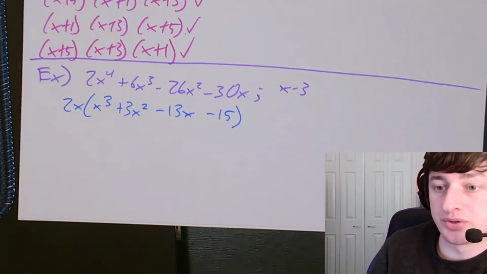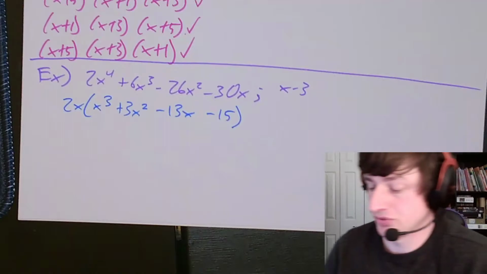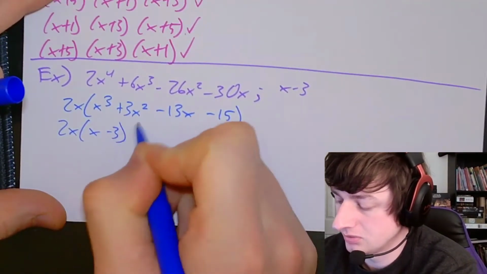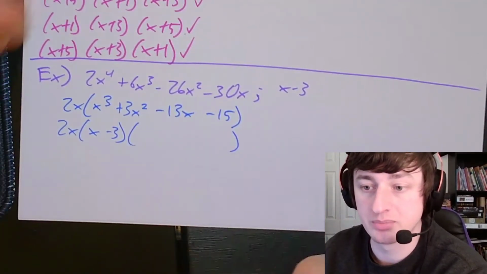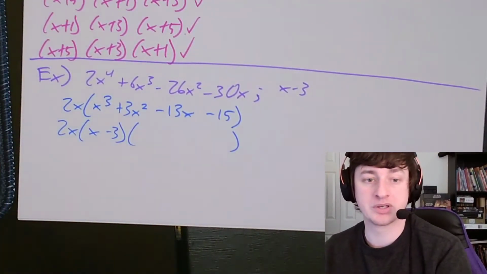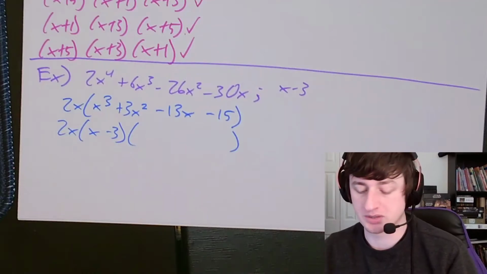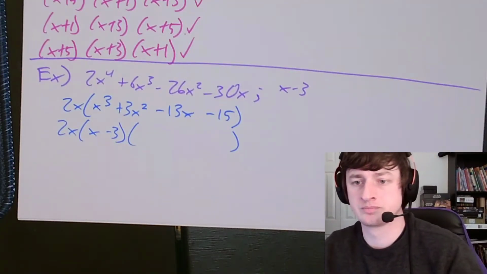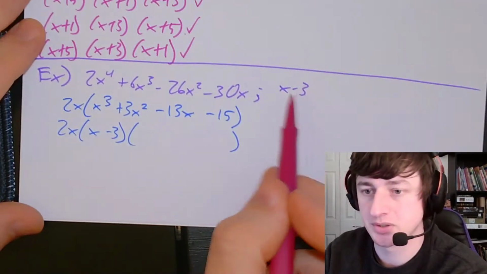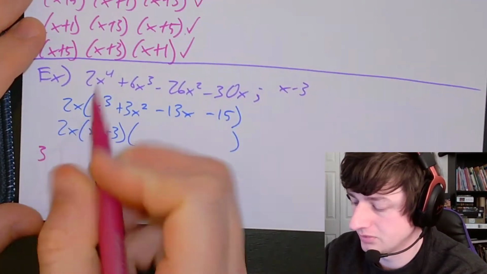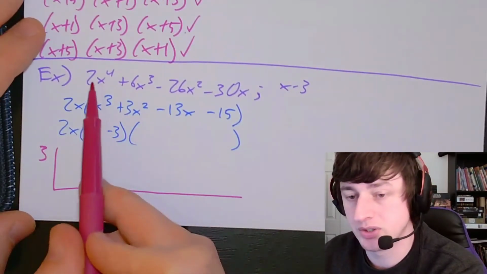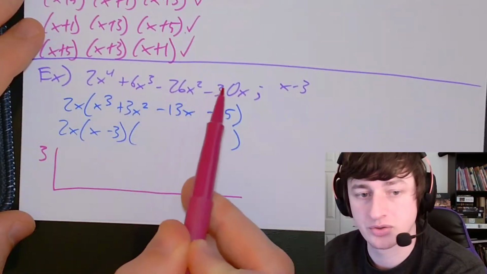And then they've already told us that x minus 3 is a factor, so we could already write, 2x times x minus 3 times. We don't know what comes next, but we will because we're going to do synthetic division. So we use the opposite. We use positive 3. And then I don't need to use the 2, the 6, the 26, and the 30.